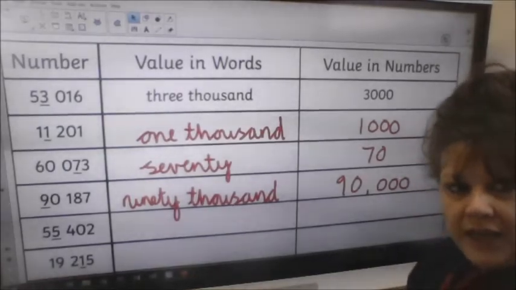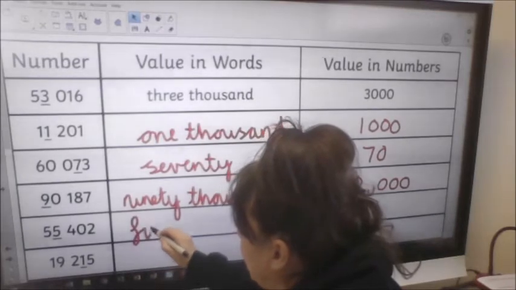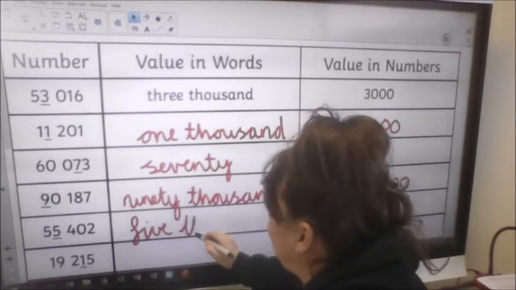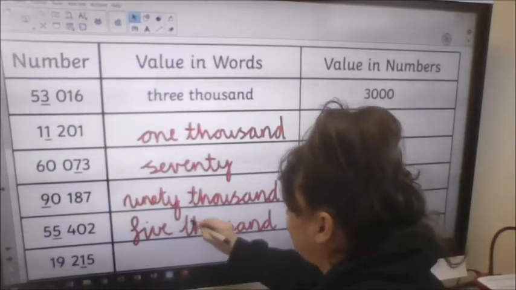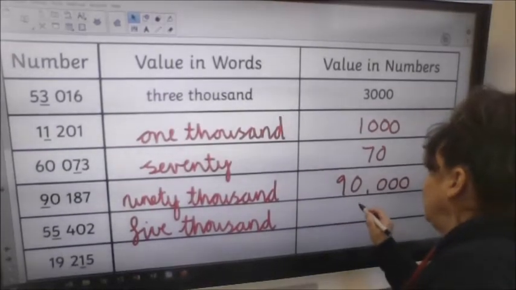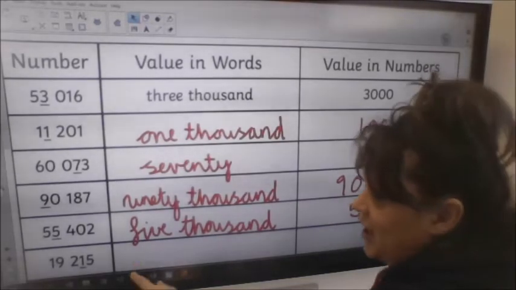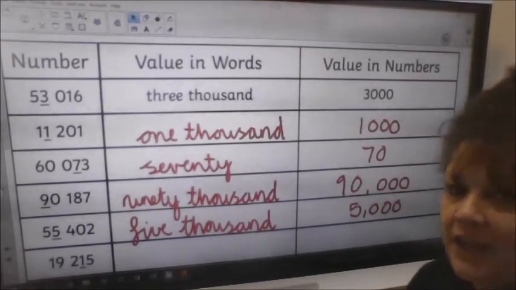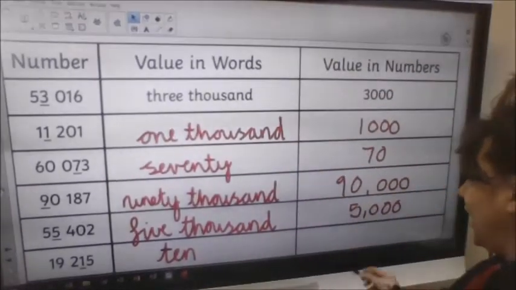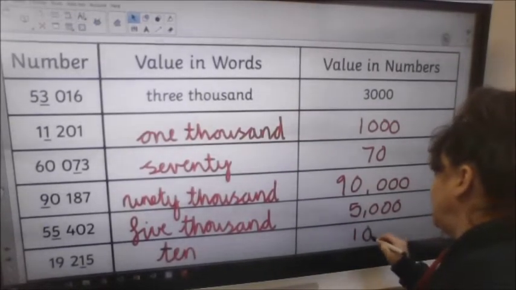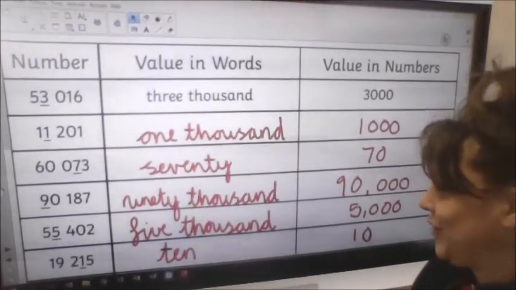Then we've got 55,402. We'd write that as, checking my F's again, 5,000. And it would be written, oops, like that. Okay, and finally, 19,215. You should have noticed that that was 10. Okay, and we'd write it like that. Hopefully you've got all of those correct. Well done if you did.